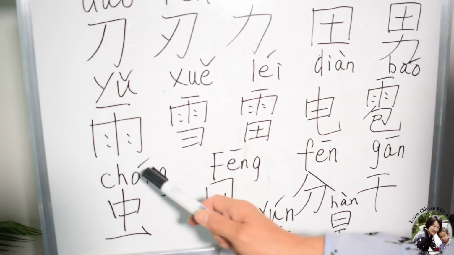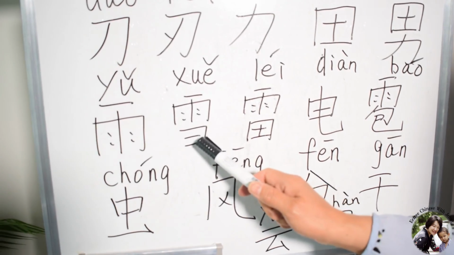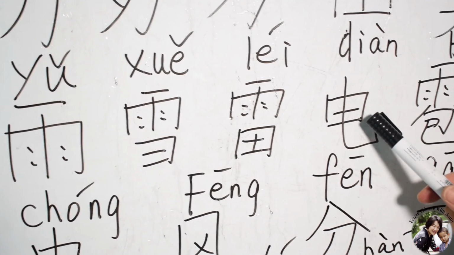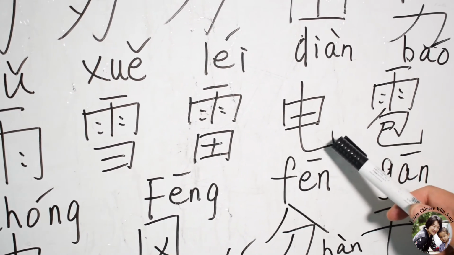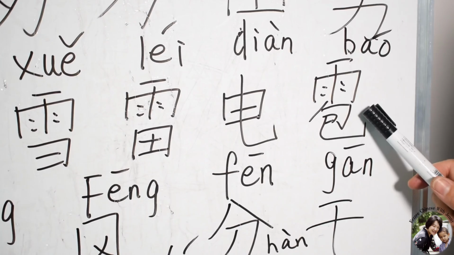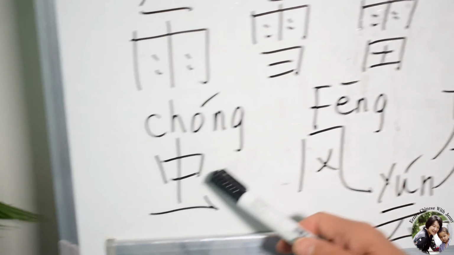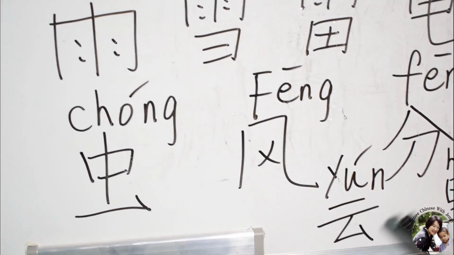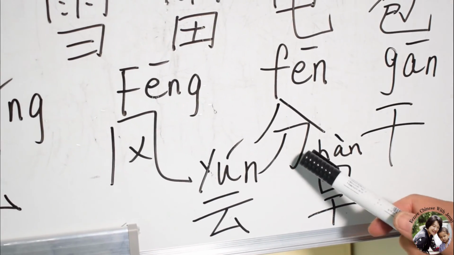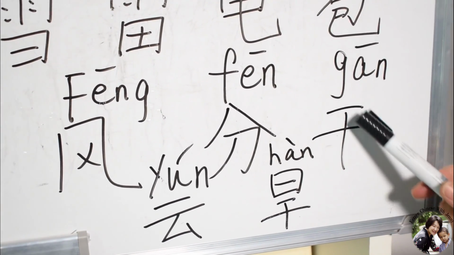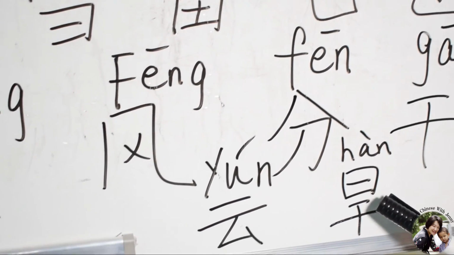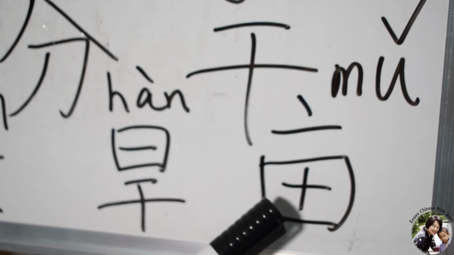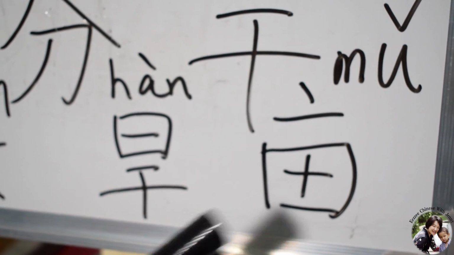雨, rain. 雪, snow. 雷, thunder. 电, electric lightning. 雹, hail. 虫, insect. 风, wind. 分, separate. 干, dry. 旱, drought. 云, cloud. 亩, a measurement of farmland.